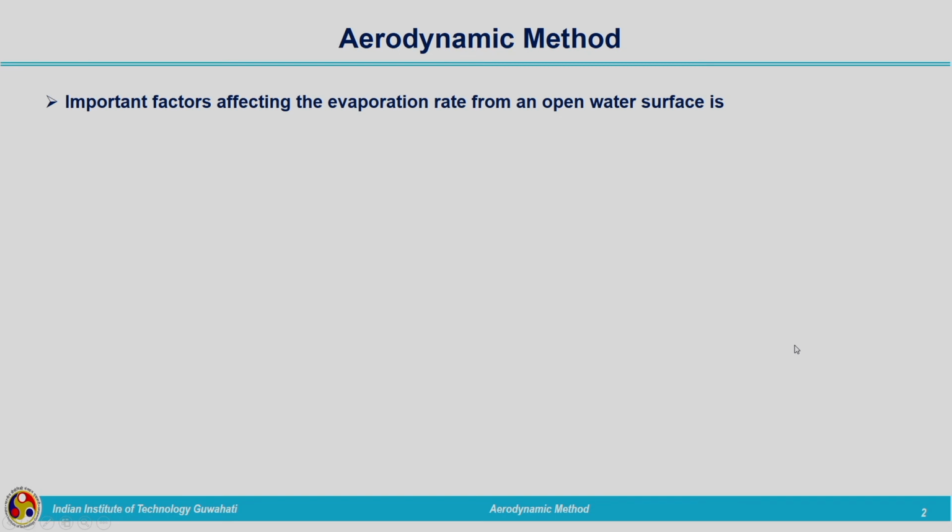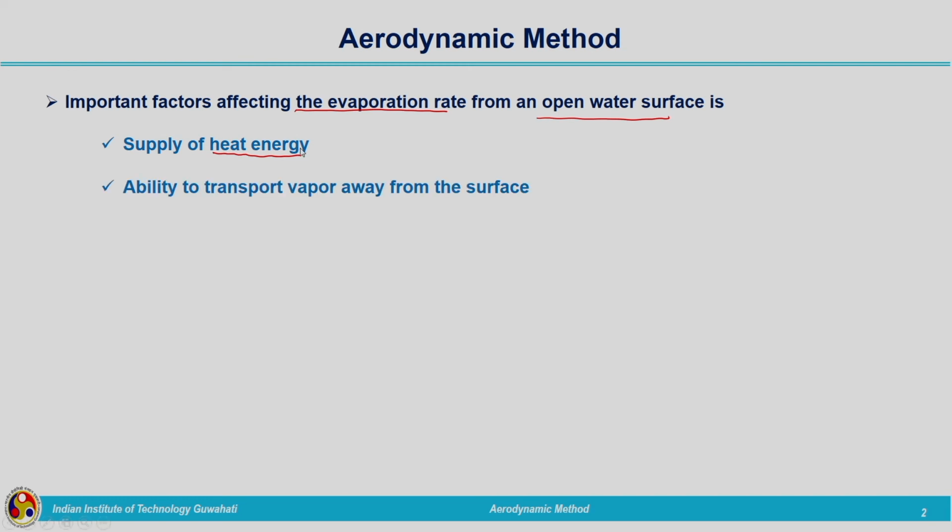Today we are going to see the aerodynamic method. In the aerodynamic method, let us see one by one what extra factors we are considering other than heat energy, in today's lecture. The important factors affecting the evaporation rate from an open water surface, which we have seen, are the supply of heat energy from the sun and the ability to transport vapor away from the surface.